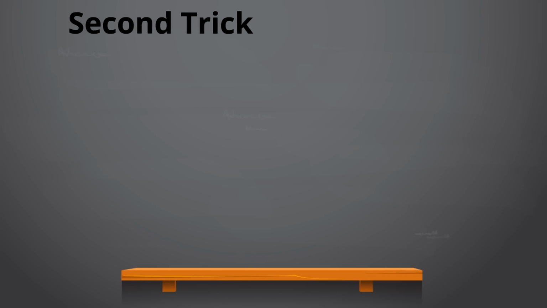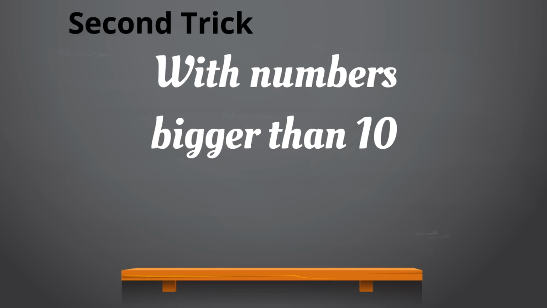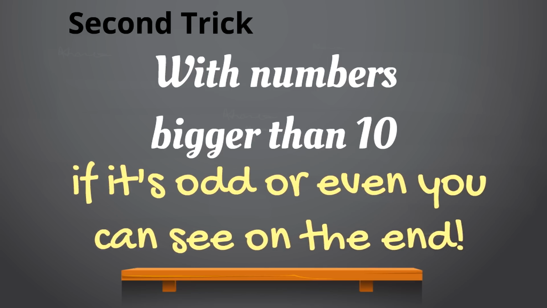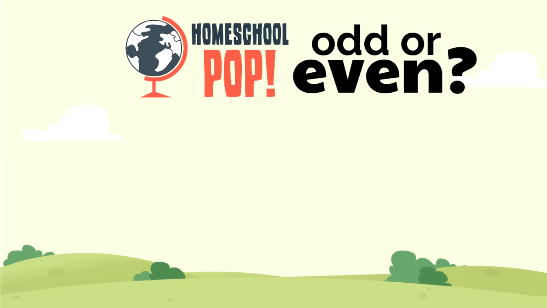The second trick is that with numbers bigger than 10, if it's odd or even, you can see on the end. To demonstrate, let's play a game we here at Homeschool Pop call odd or even. We're going to look at a number that's bigger than 10, and we're going to look on the end to see if it's even or if it's odd.